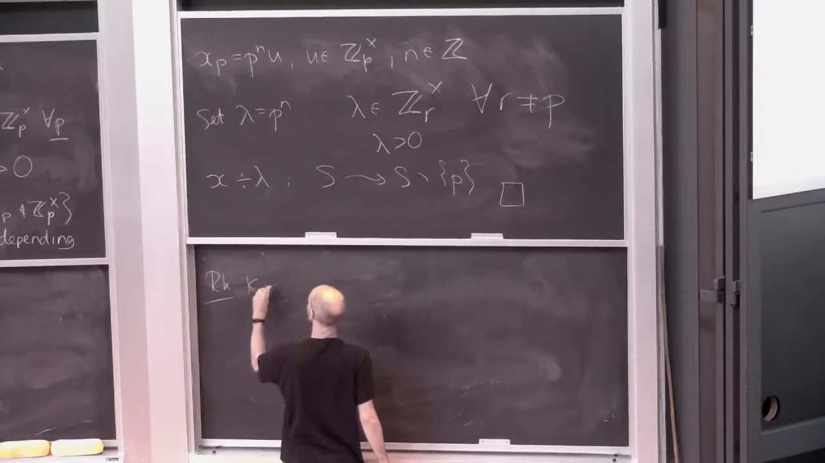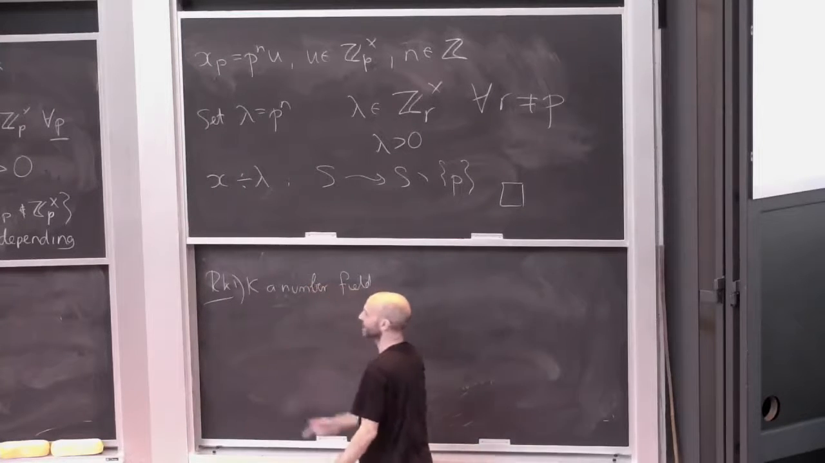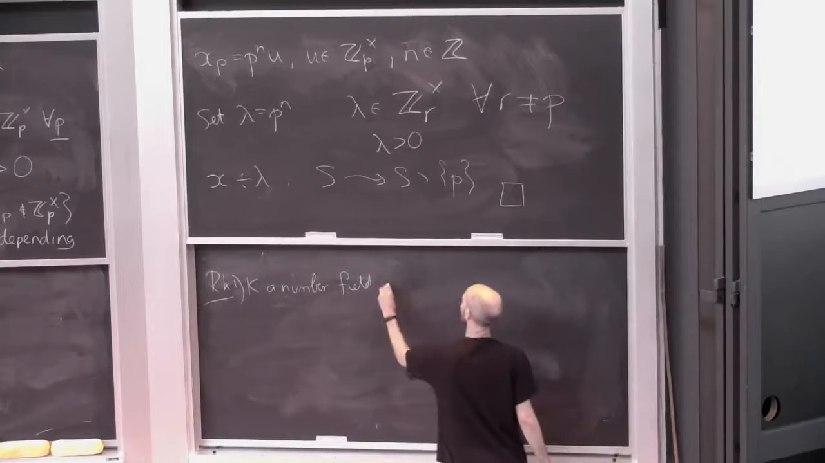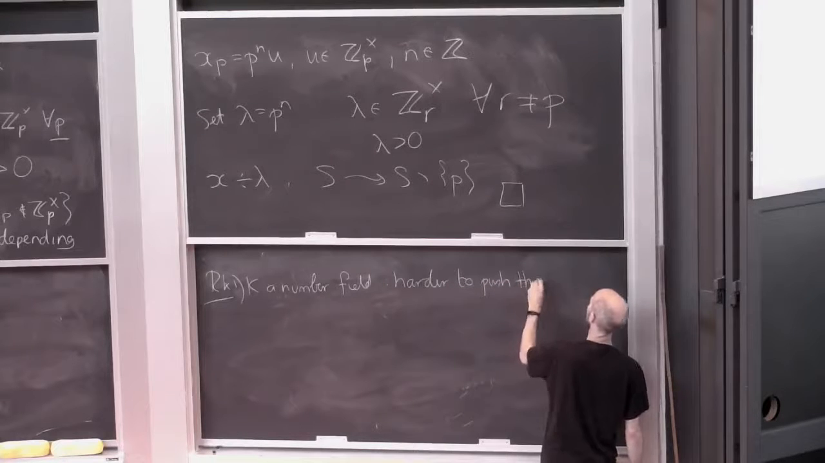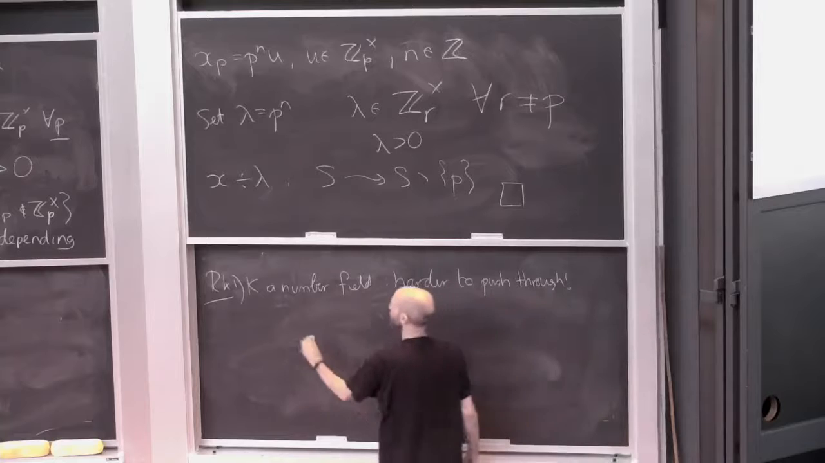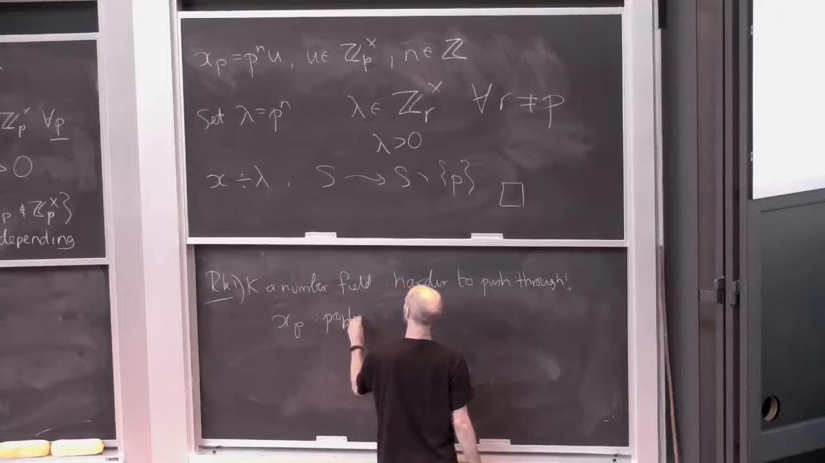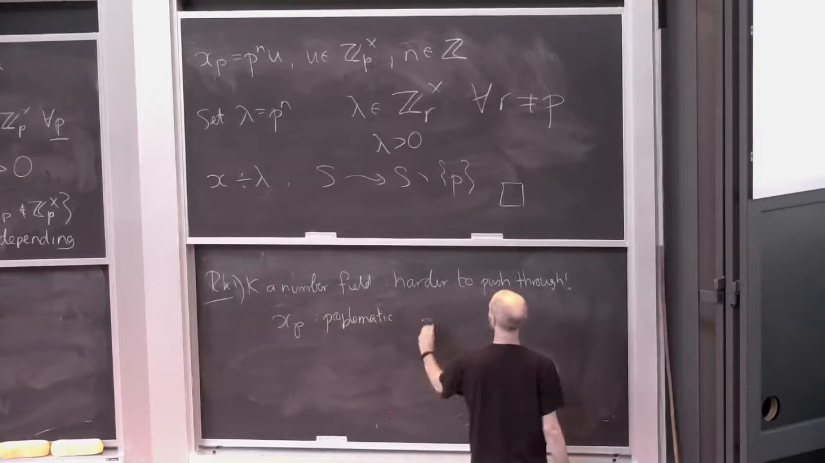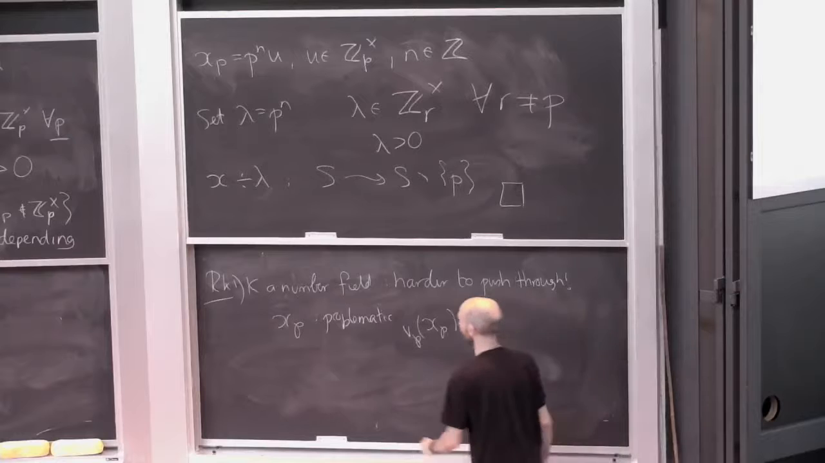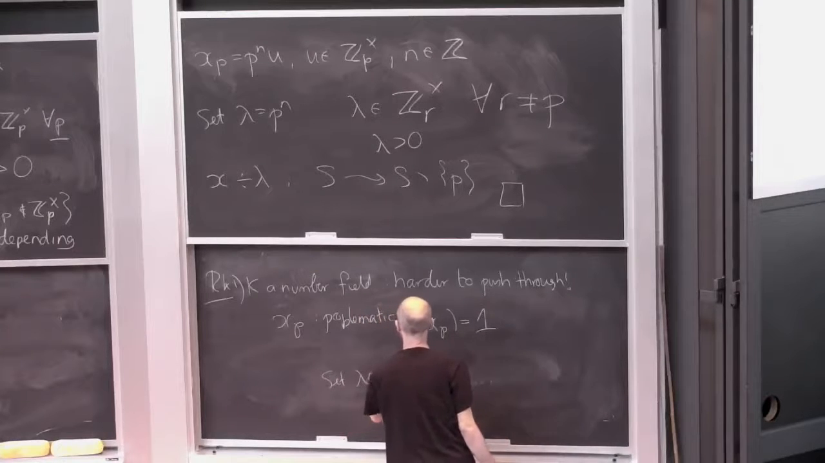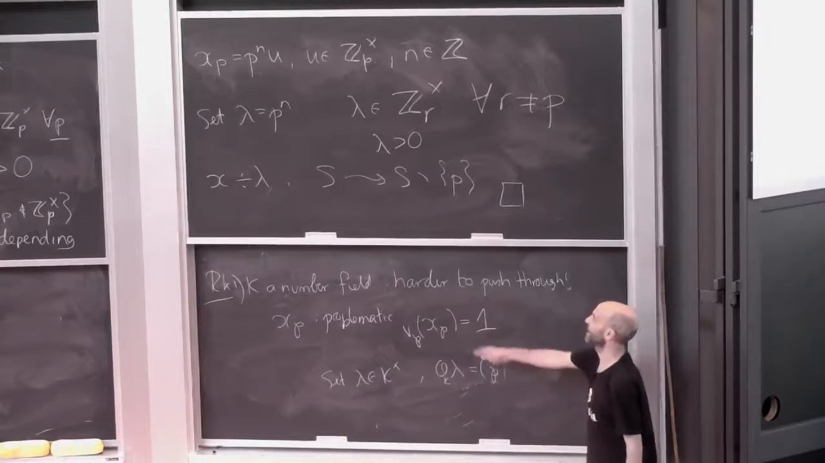And a remark: if K is a number field, this is harder to push through. Because here's the problem. You have X at a problematic prime curly P, and let's say the P-adic valuation of X at curly P is 1. So then I want to choose lambda in K star, and I want to make sure that the curly P-adic valuation of lambda is 1. That's the analog.